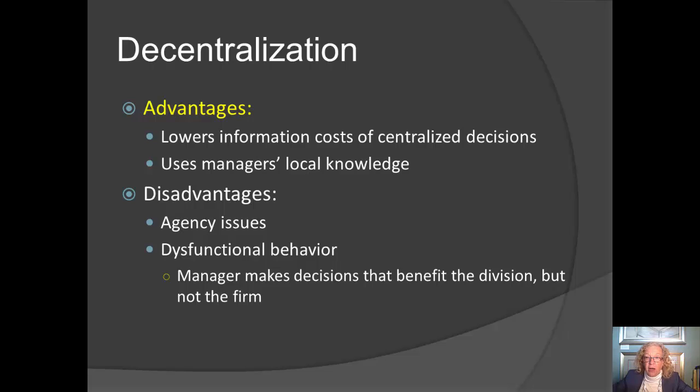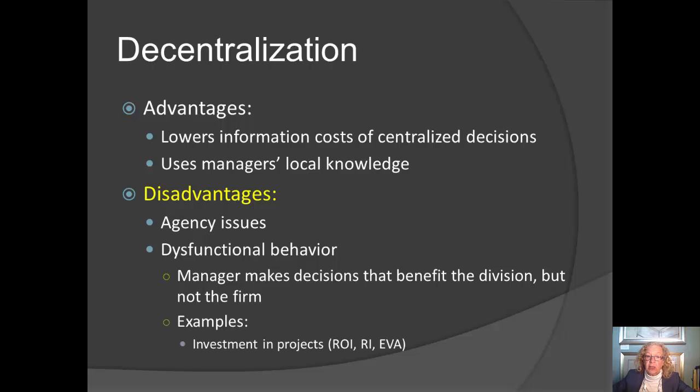This takes advantage of the divisional manager's specialized local knowledge, and it lowers the cost of decision-making from the firm's point of view. However, this process is not without disadvantages. We have agency issues because what the local manager wants and what the firm wants may be different, and this can lead to dysfunctional behavior if the divisional manager makes decisions that benefit the division but not the firm.